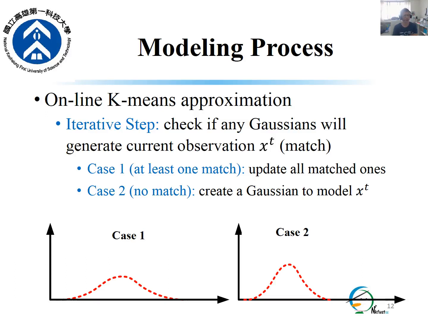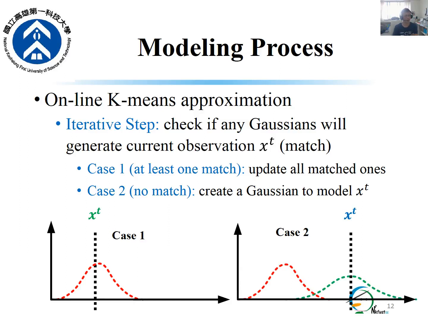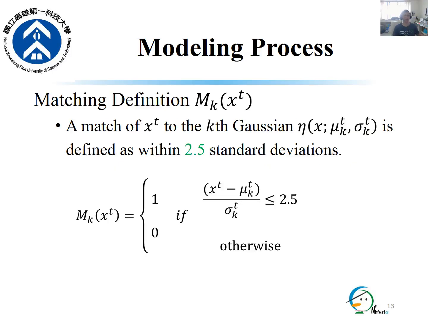For the picture on your left-hand side, if the observation xt matches this Gaussian, we will update it to fit xt. For the right one, if the observation xt does not match any Gaussians, a Gaussian in green color is directly created to model it. Here, a match of xt to the k-th Gaussian distribution eta is defined as within 2.5 standard deviations, as the equation in the red rectangle.